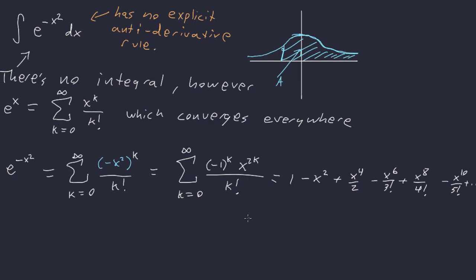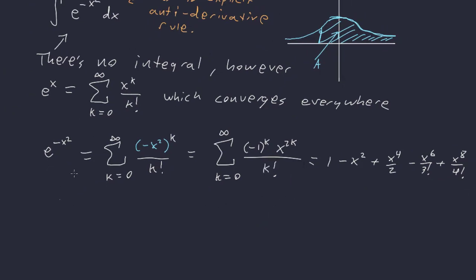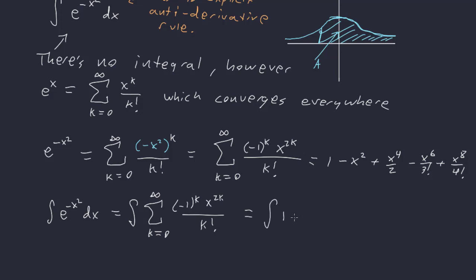Okay, so that means that using this, the integral of e to the negative x squared dx, well, we can just integrate this series, right? It will be the integral of the series, k equals 0 to infinity, negative 1 to the k, x to the 2k, all over k factorial. And we can just integrate this like we were doing in the previous section. Or you can integrate it term by term here: 1 minus x squared plus x to the 4th over 2 minus x to the 6th over 3 factorial plus x to the 8th over 4 factorial, on and on and on. And at the very end, you could throw in your dx.